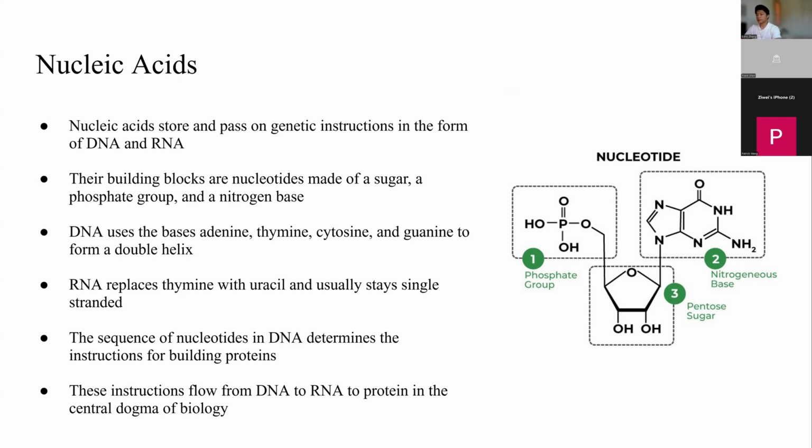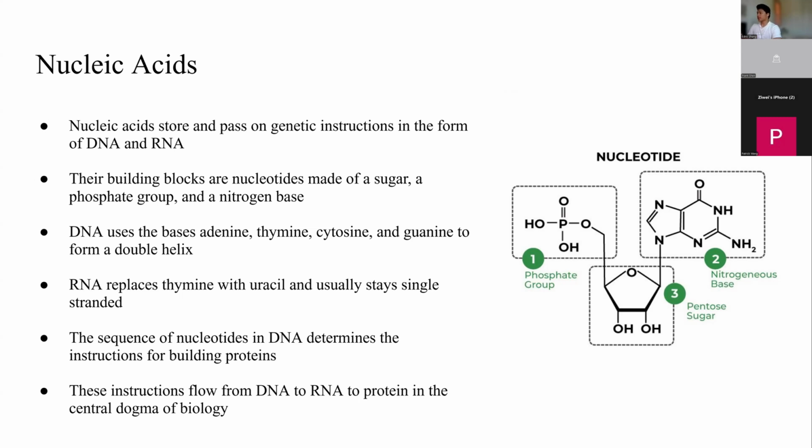And these bases within DNA are adenine or A, thymine as T, cytosine as C, and guanine as G. And RNA replaces thymine with uracil, which we denote as U.